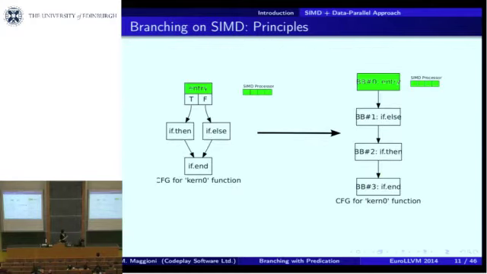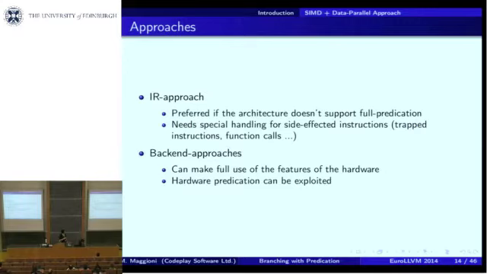So basically what we want to do is this. At the beginning, all these SIMD processing units are running this entry basic block. Then, in this case, half of the processing units want to follow the then branch and the other half want to follow the else branch. So what we do is disable half of the processing units while we execute the else branch, do the opposite for the then branch, and then we merge back at the end.